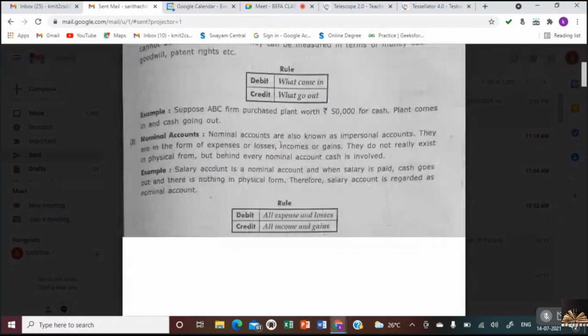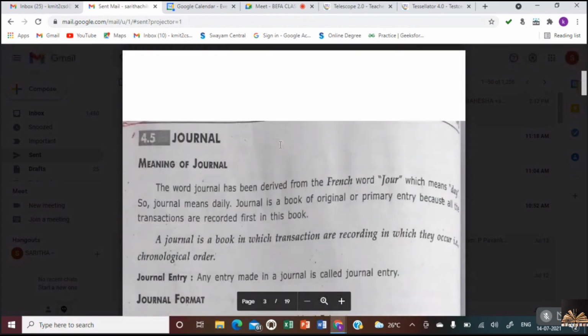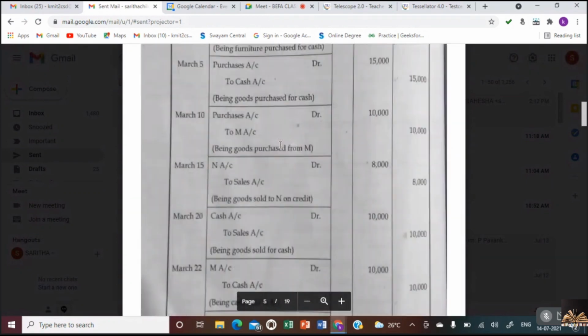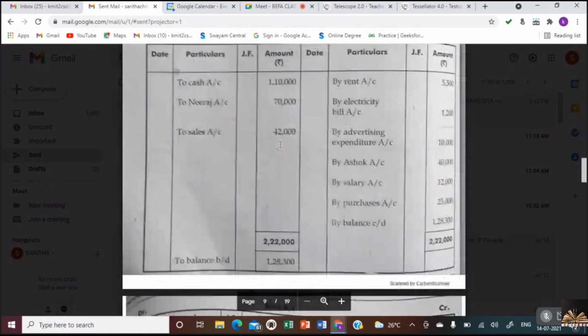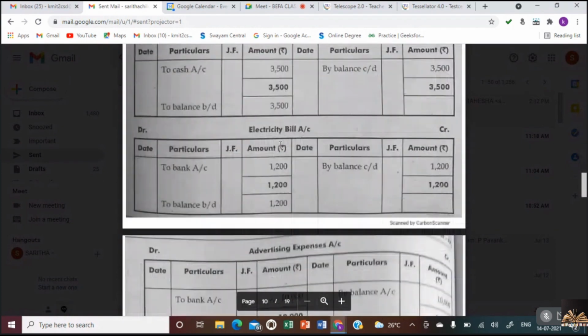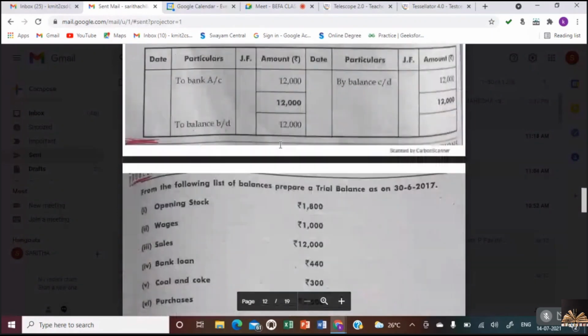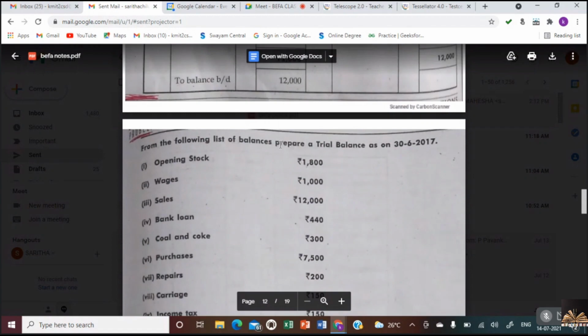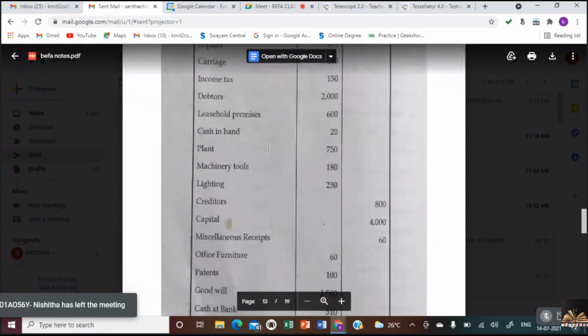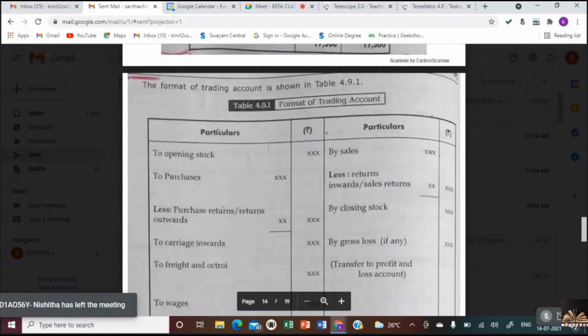For all who have joined just now, journal entries, everything is there till the final accounts. So we'll do problems tomorrow with the adjustments. One problem with all the adjustments. What do you mean by adjustments? Adjustments are nothing but the additional information that would be given in the trial balance. So that we have to do. Adjustments should be done.